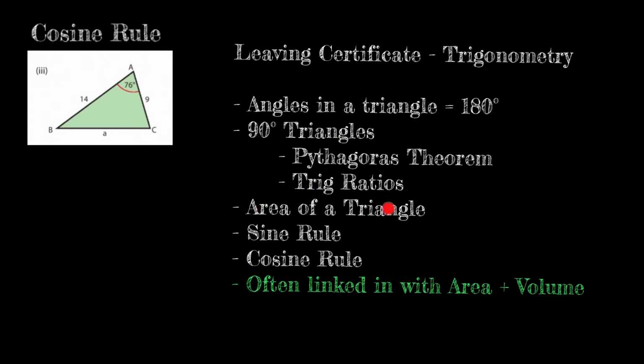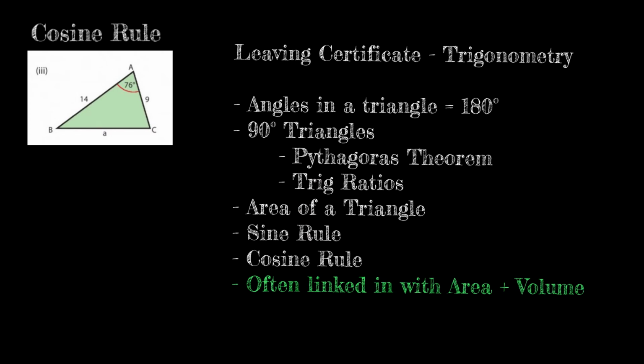If you have a triangle, you can find the area of a triangle using half AB sine C. The sine rule we just completed, and that was A over sine A is equal to B over sine B. And now we're going to look at the cosine rule. Once we have the cosine rule done, then we're more or less finished with each topic in trigonometry.